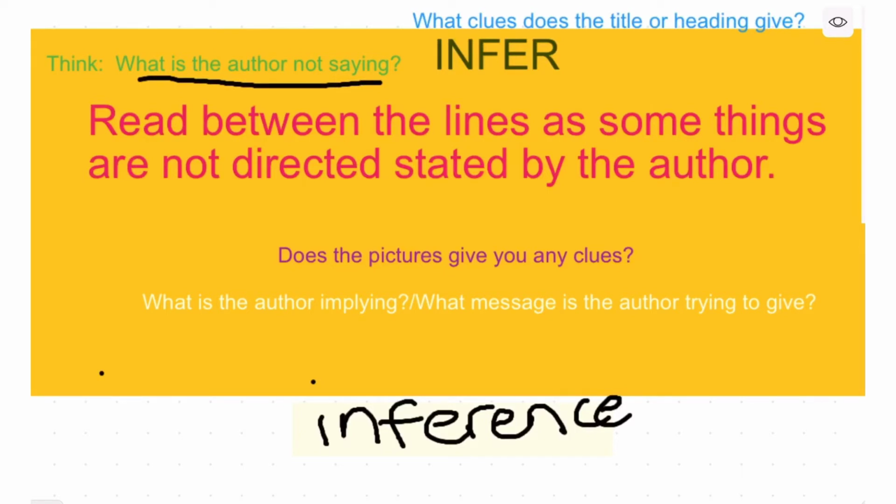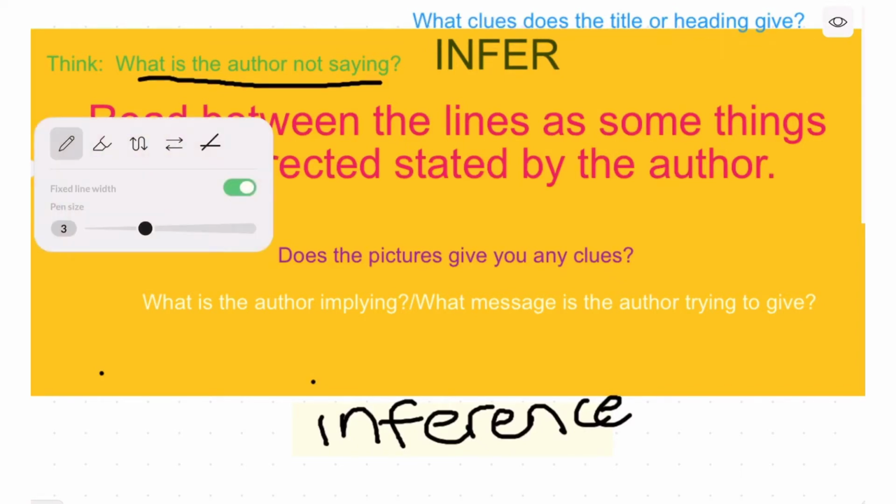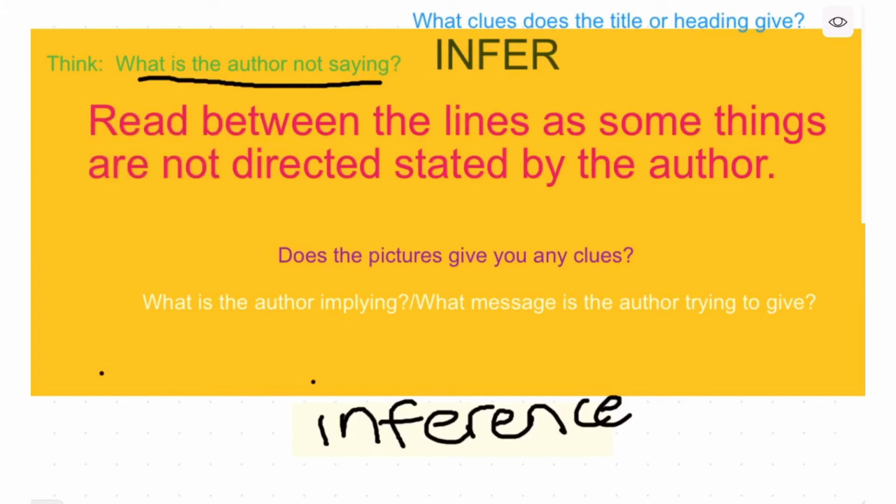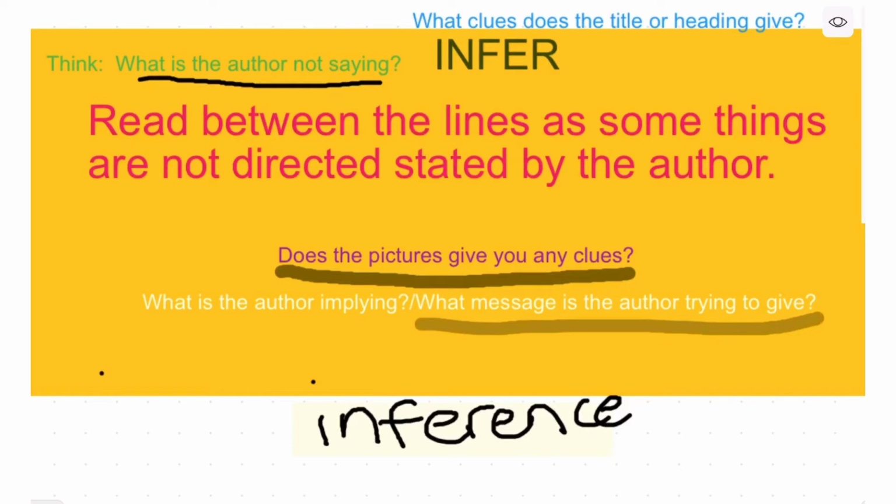What clues does the title give, or the heading give? Because sometimes by reading the clues that the title or the heading gives, it often gives you an idea about what exactly I am going to start reading. Another thing is, what does the picture give you? Does it give you any clues? Or what is the author implying? What message is the author trying to give to me?